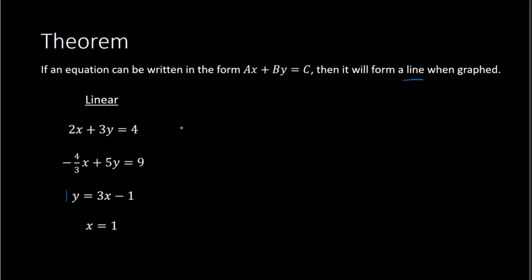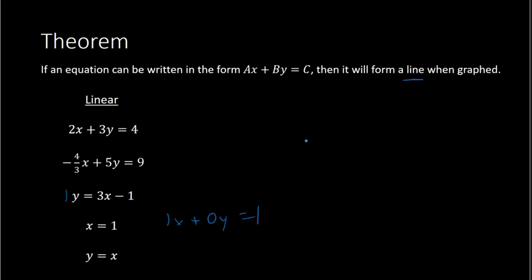Next we have x equals 1. That would also be linear, and the reason is because there would be 0 y's. So for example, I can think of this as 1x plus 0y equals 1. So a, b, or c could also be 0. All right, so in this case, b would be 0, and then a would be 1. It's the number with the x term, and then c would be 1 as well. So that is also linear.